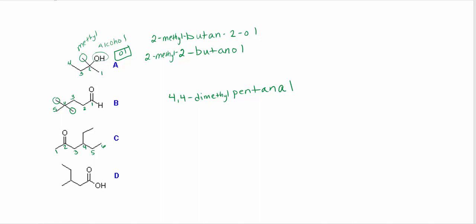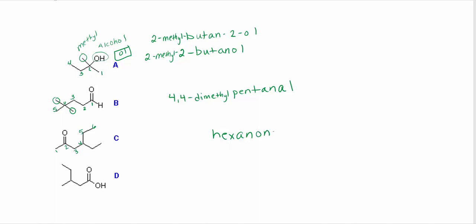For C, we need to find the longest carbon chain. So I'm going to go straight down here. That's 6 carbons. But what if I went the other way? Would I also have 6 carbons? And the answer is yes. So it doesn't matter which leg you want to travel down. I'm just going to leave it like this. So I have 6 carbons. That means a hexane if it was an alkane. It's not. It's a ketone.